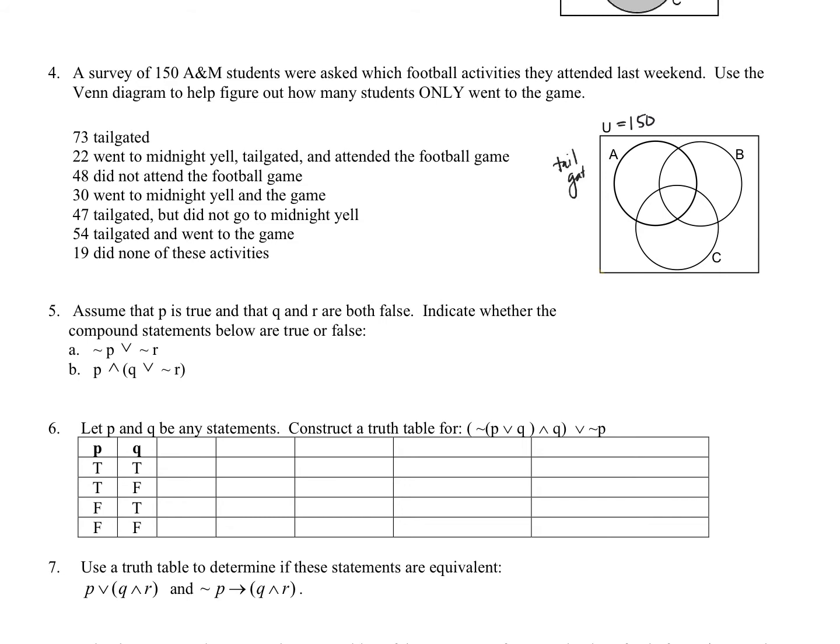So let's say A is tailgated. B is the midnight yell. Okay, and then C is attended the game.